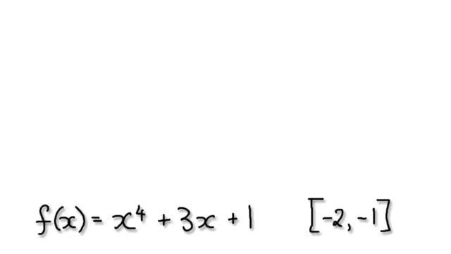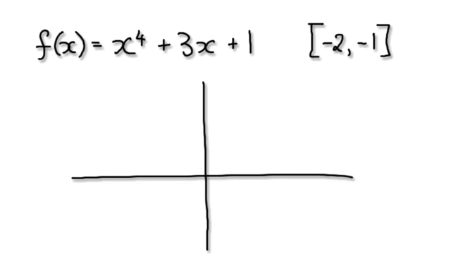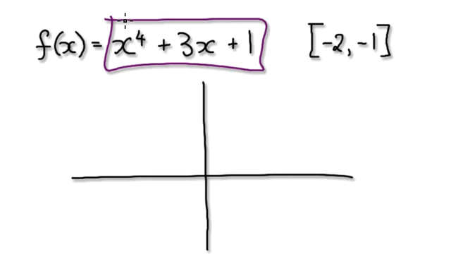Okay, let's give you guys some more practice. So looking at this function here, show that this function only has 1 zero in this interval. And don't forget, this function is continuous and it's differentiable.